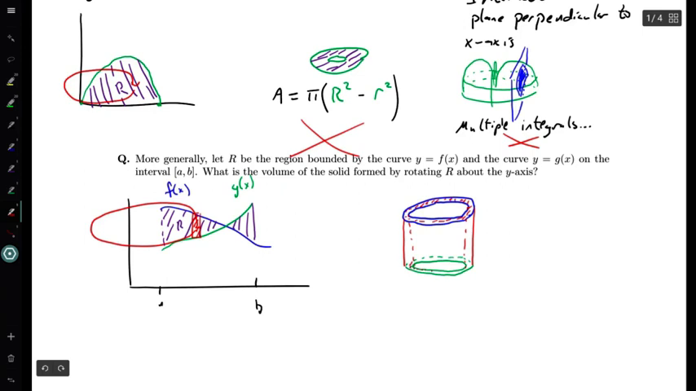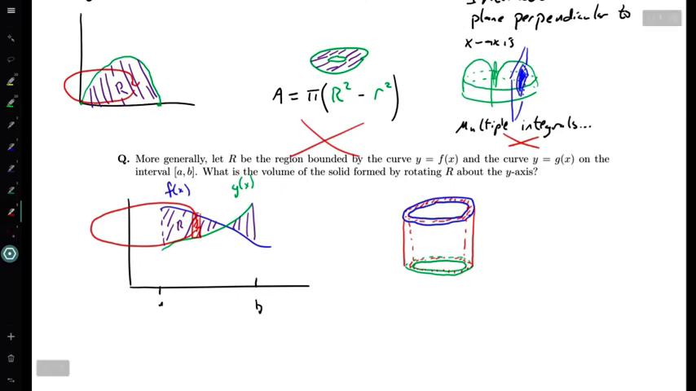And that's going to indicate where the name of this method comes from, and it's going to be called the shell method. So I have this shell here where the top boundary is given by the top of this rectangle, which is bounded by the curve f of x. The bottom boundary is given by g of x. And what I want to do is compute the volume of this little shell, and then add up all of the volumes of these shells as x ranges from a to b.